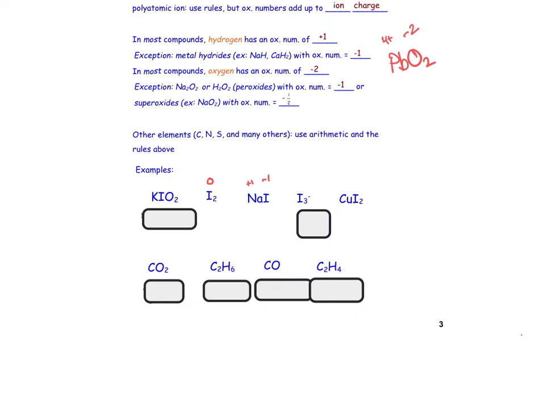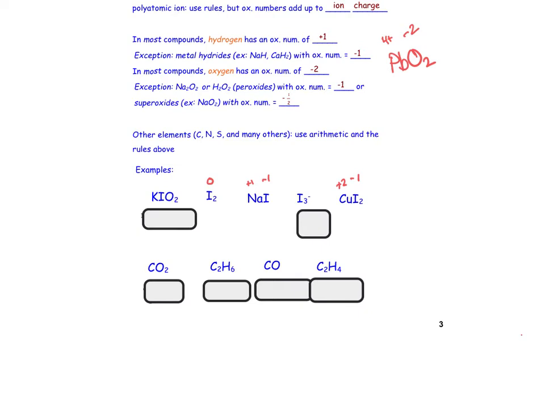The other ionic compound that is pretty simple, copper is a +2, and iodine, let me erase that, is a -1. Copper 2 iodide. The others will take a little more work to figure out.